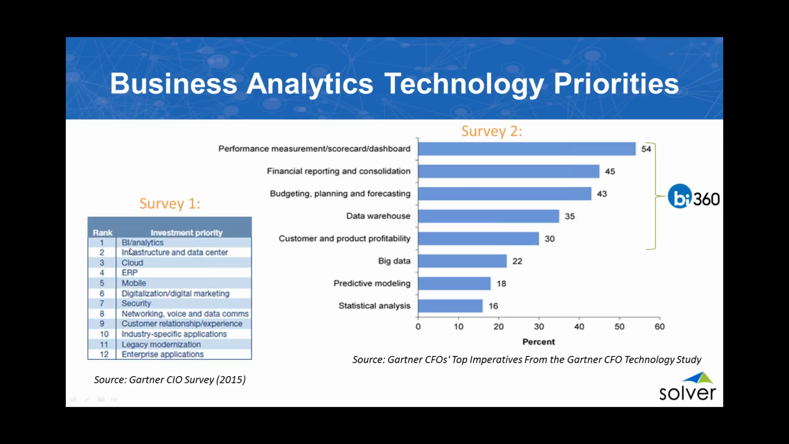As you'll see, the CIOs are talking about BI and analytics, and that's exactly what BI 360 does. Now, on the CFO side, they're looking for things like performance measurements and scorecards, financial reporting and consolidation, which is key to your organizations. Of course, with budgeting and planning and forecasting, data warehouse capabilities, and we'll be talking a little bit about that as we move forward, and customer and product profitability. So BI 360 fits very well into those priorities that those CFOs are looking for, and so we're definitely seeing eye to eye.